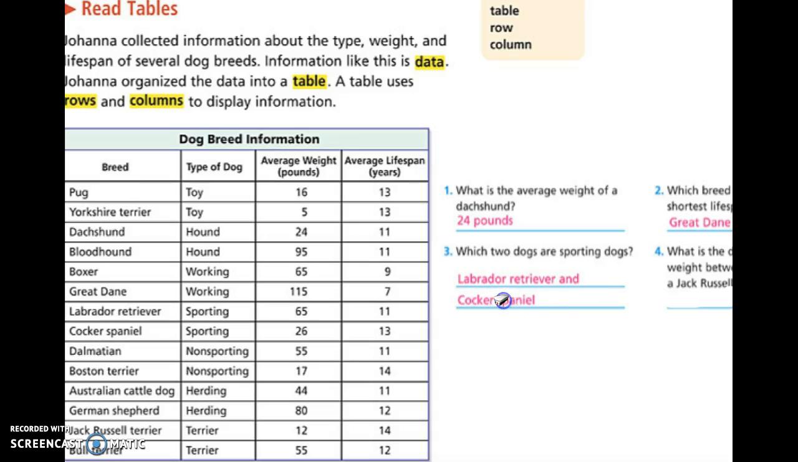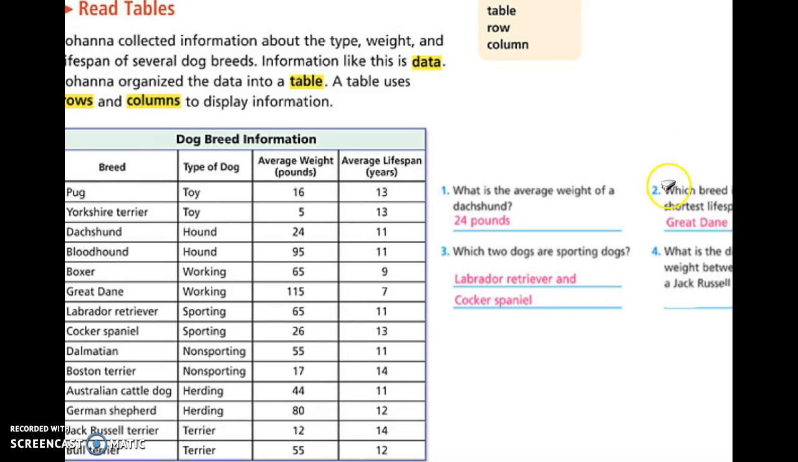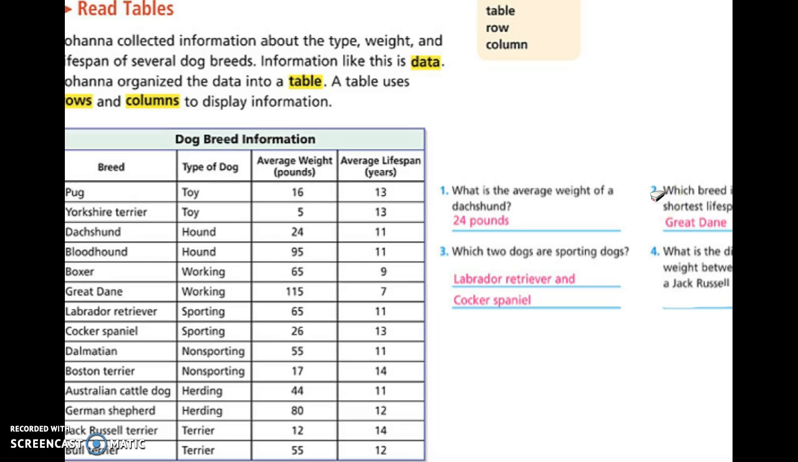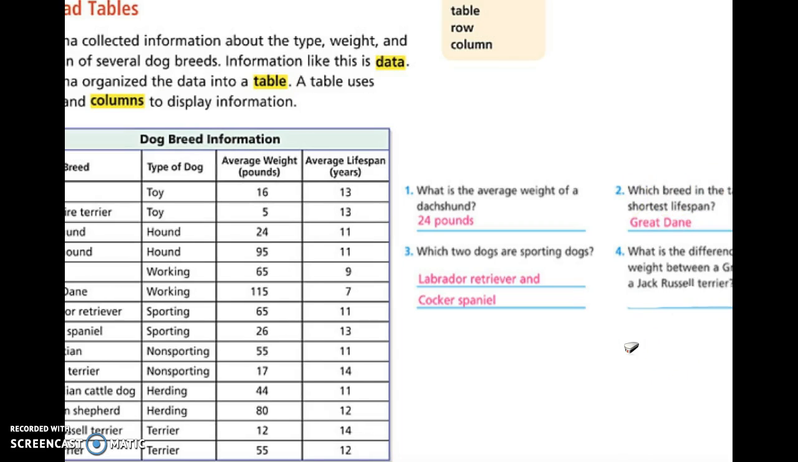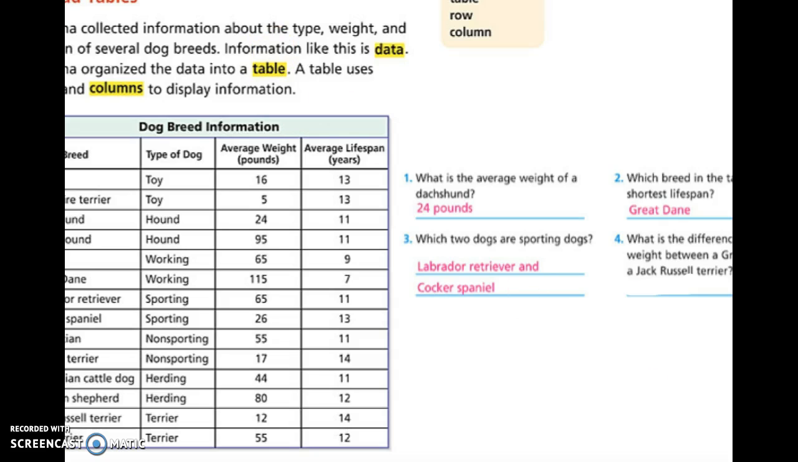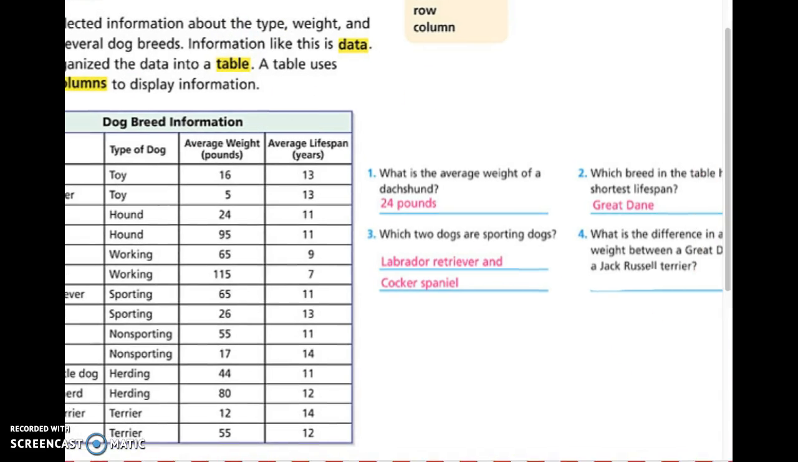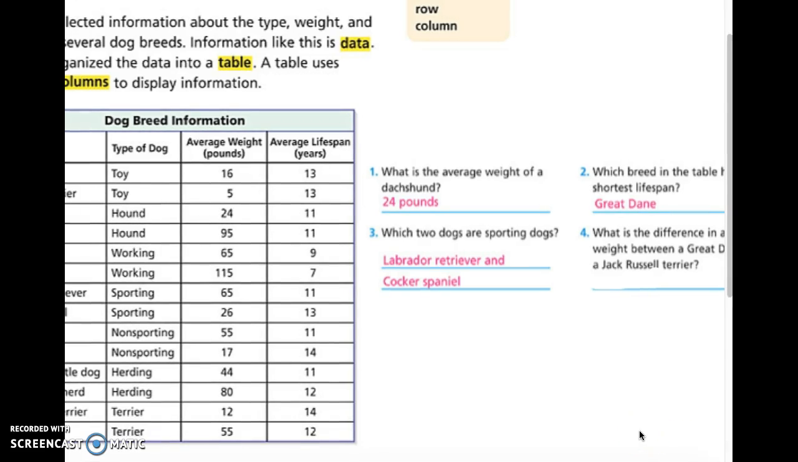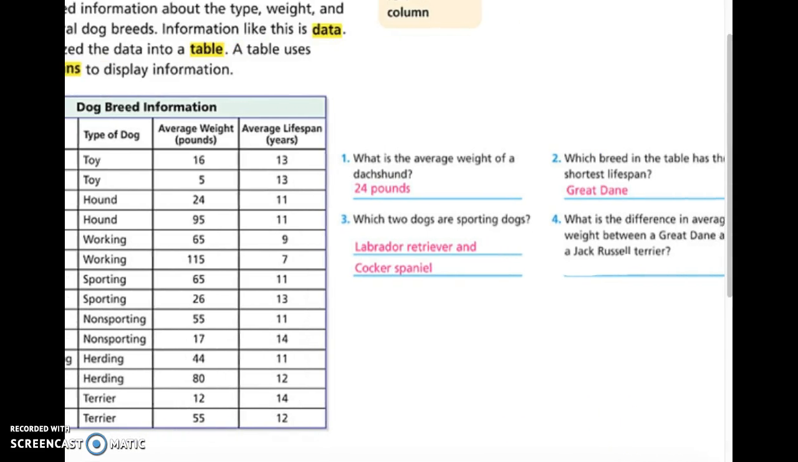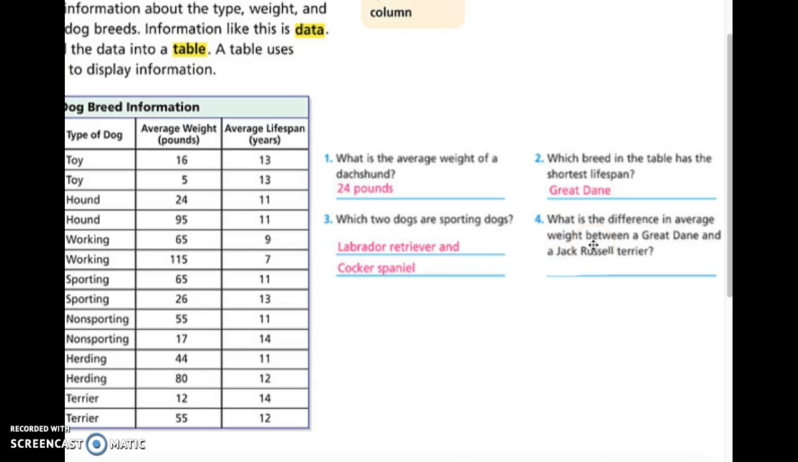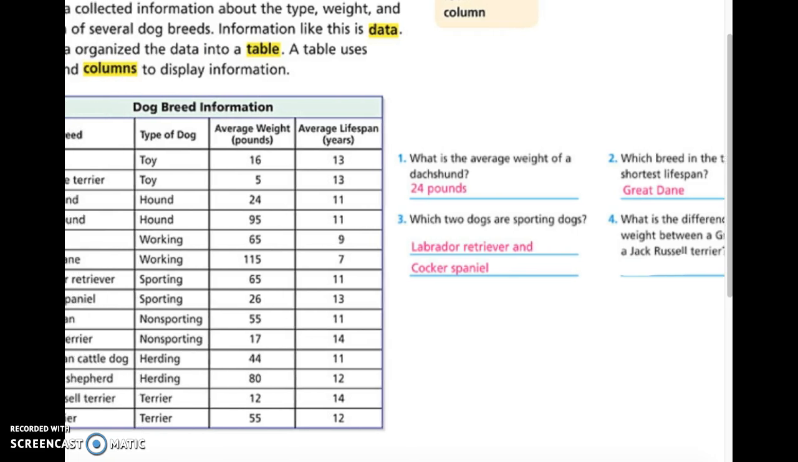All right. And the last question says, let's scoot it over here. Hopefully we can get it to show up. A little slow, sorry. The last question says, here we go, go that way. All right. What is the difference in average weight between a Great Dane and a Jack Russell Terrier? So we're looking for the difference in weight. Now remember, difference means subtract. So we want to know the difference in weight between a Great Dane and a Jack Russell Terrier.